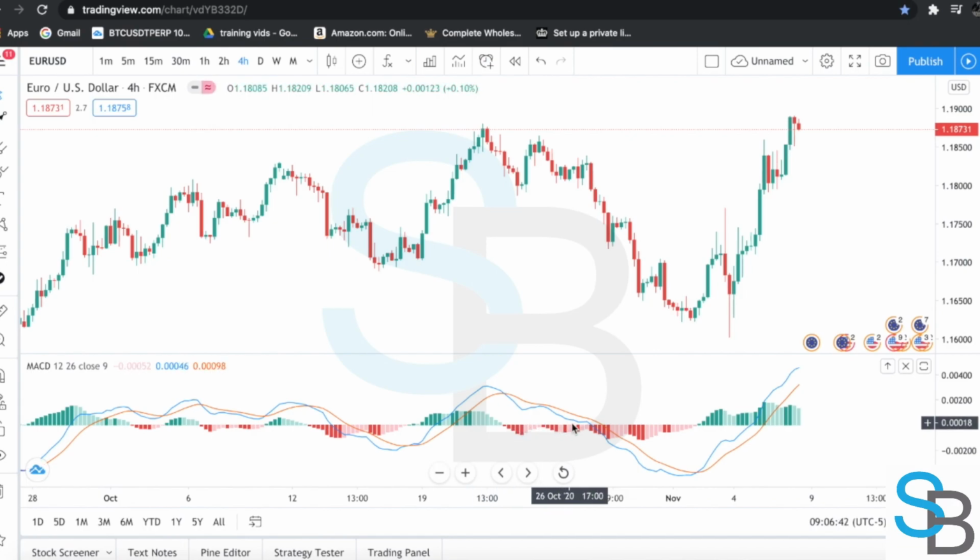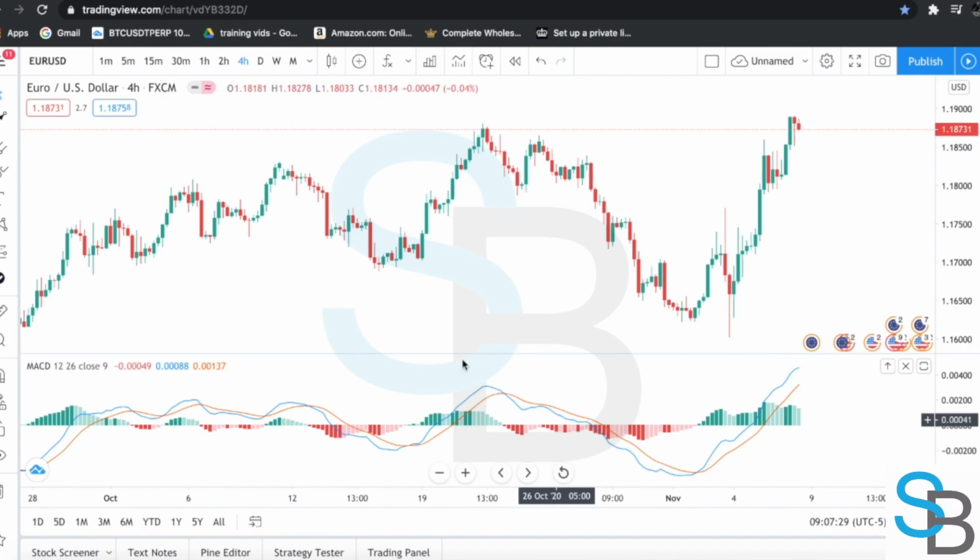You have to keep the eyes on the histogram. The darker the histogram is, the stronger the buying or selling activity. If the histogram turns lighter or transparent, it means that the buying or selling activity is gradually decreasing. You have to keep an eye on it.